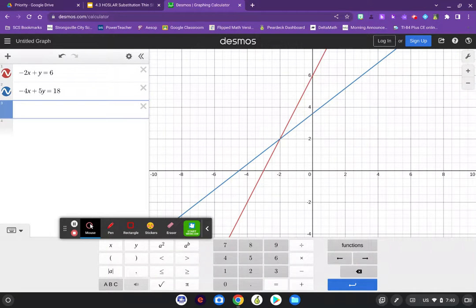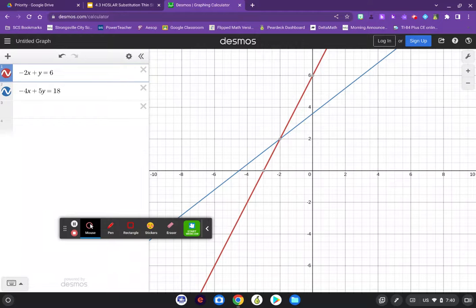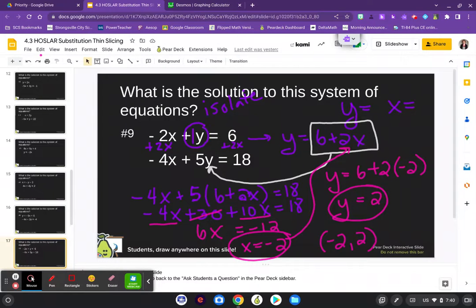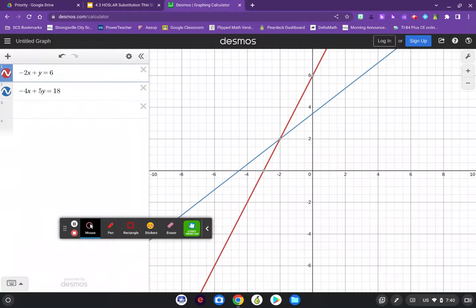And that point of intersection happens to be right here at negative 2, 2, which is what we found algebraically, negative 2, 2. So it's nice to have Desmos to just check our solutions to make sure that we are doing our algebra correctly.